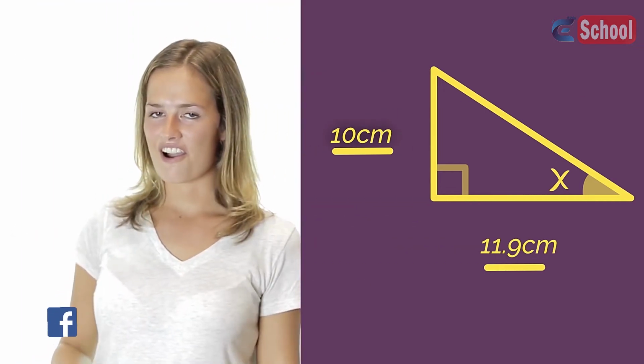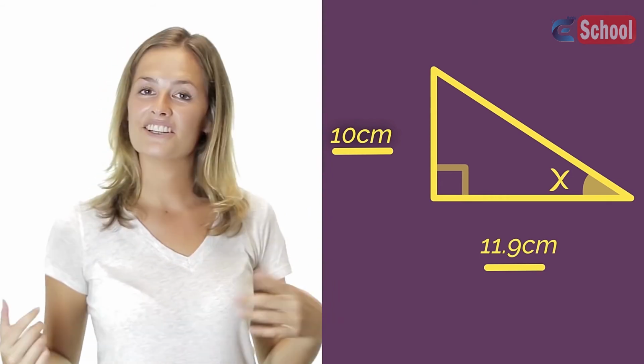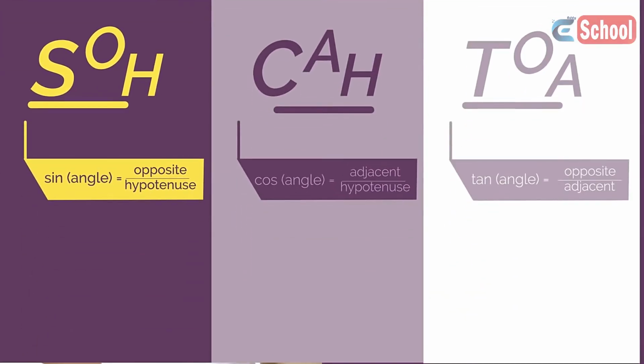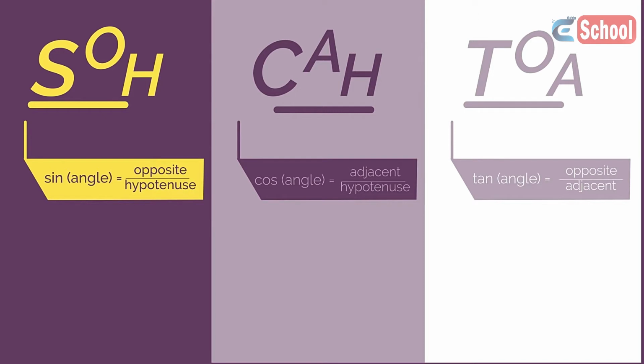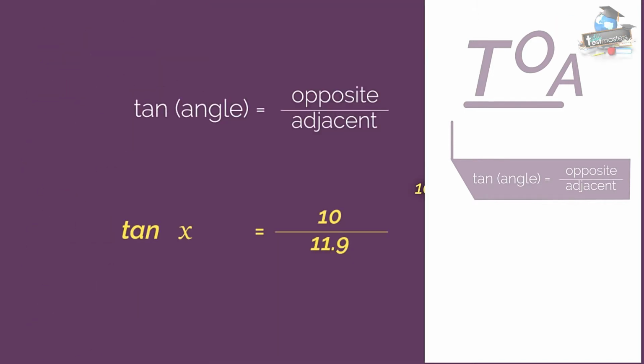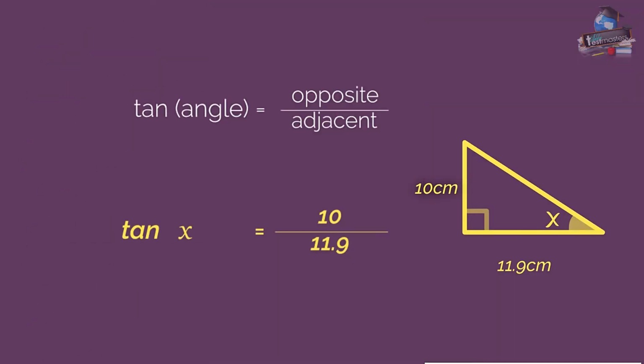With opposite O and adjacent A, should we use sine, cos or tan? So we need to use tan. So tan angle equals opposite divided by adjacent, and substituting in our numbers we get tan x equals 10 divided by 11.9. Now this is the new part.